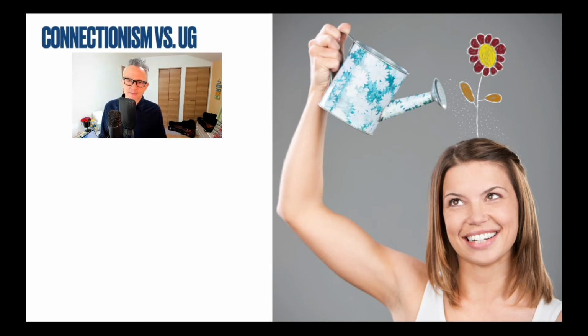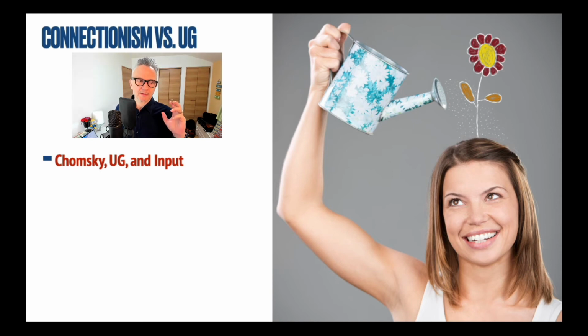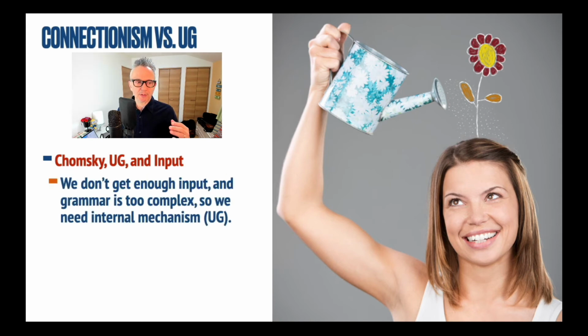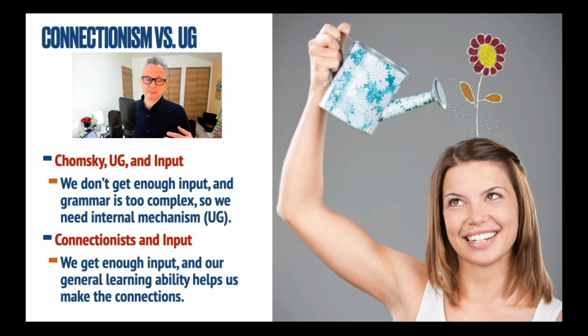So let's look at connectionism versus universal grammar. Chomsky, UG, and input. Chomsky would say we don't get enough input and grammar is too complex, so we need an internal mechanism. Grammar is way too complex. Hardly very many people can explain grammar to us. So it's too complex to learn by ourselves. We need an internal, biologically innate mechanism to help us acquire language. But the connectionists say about input that we get enough input and our general learning ability helps us make the connections we need to make.